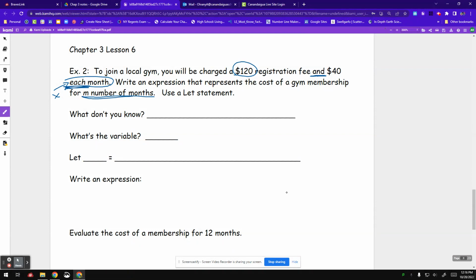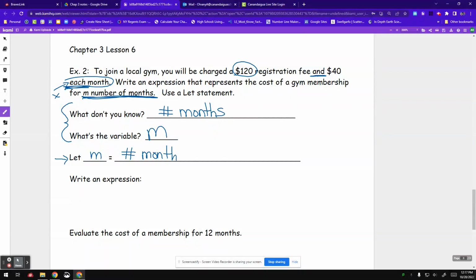That's telling you what they want the let statement to be. What don't you know? We don't know how many months. They told you in the problem, we want to call it M. So again, this is not something you write. It's what you're thinking in your head, and this is your let statement. You're going to write: let M equal the number of months.